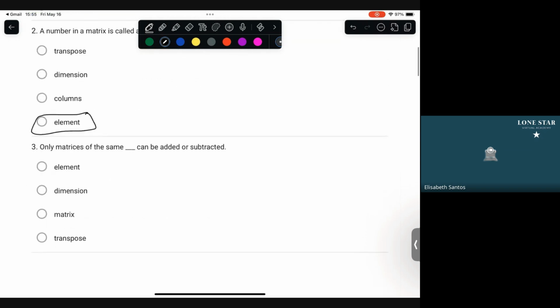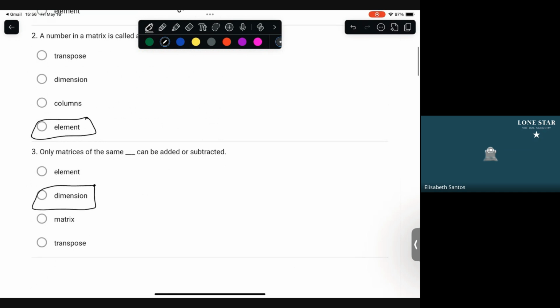Number 3, only matrices of the same dimensions can be added or subtracted. So that means if this matrix here is a 2 by 3, meaning it has 2 rows and 3 columns, and this one is also a 2 by 3, so again, it has 2 rows and 3 columns, then you can add or subtract them.